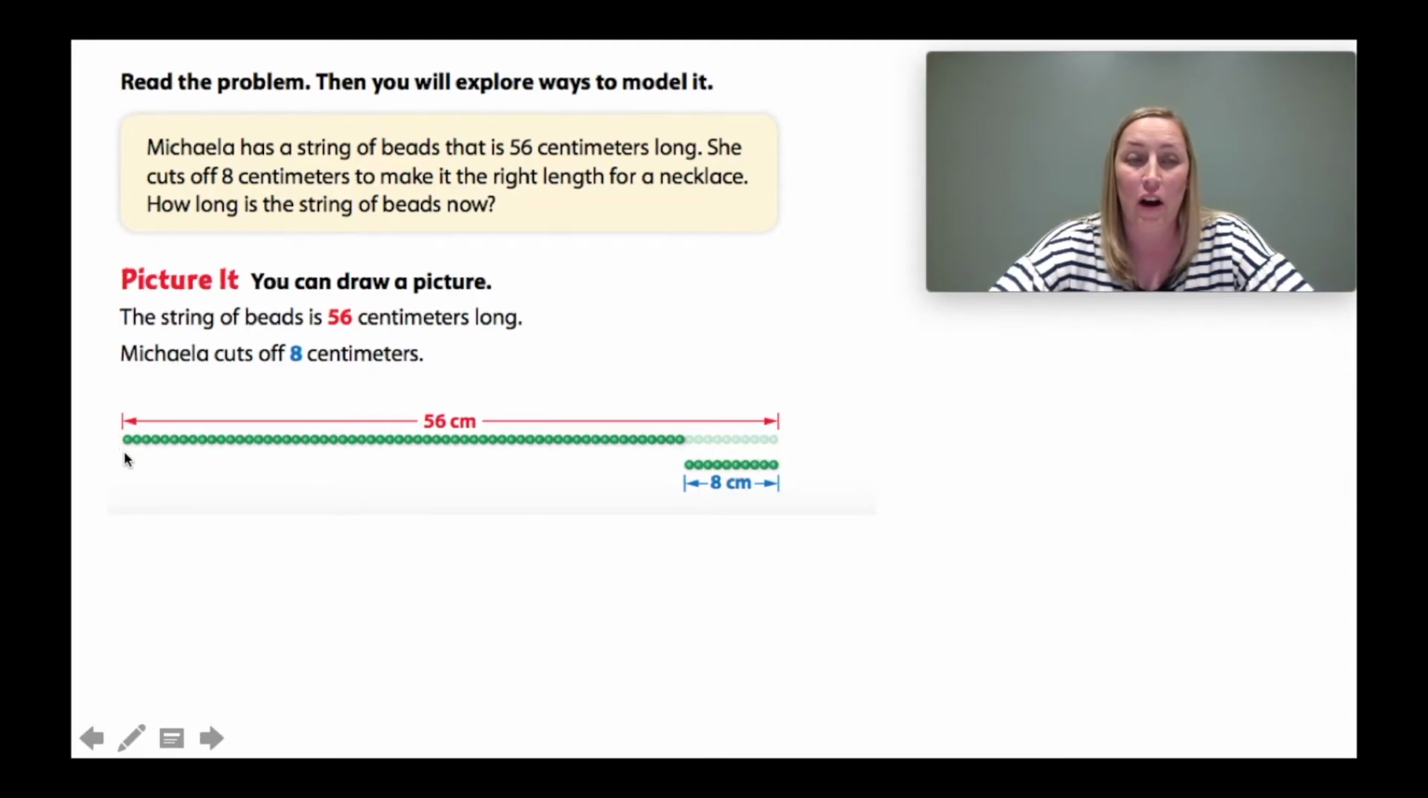So here's the length of her beads. It's 56, so that whole length was 56. And then she cuts off 8 centimeters. If I take away 8 centimeters, we know if I'm cutting it off, that means I must be subtracting. So that's one way to look at this problem. I'm going to show you 2 other ways to look at this problem.